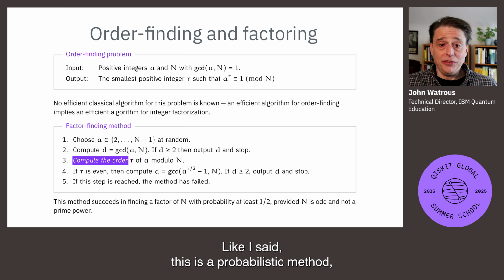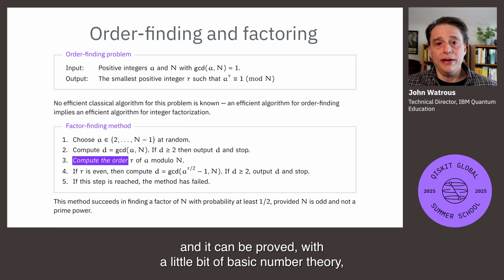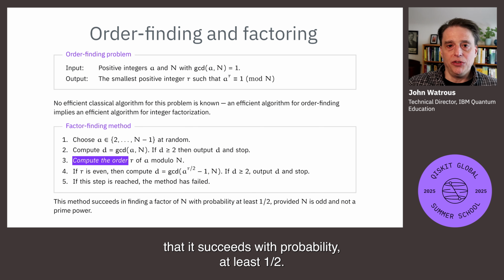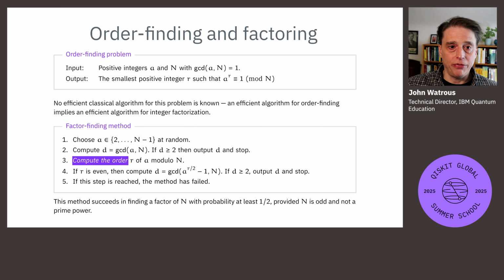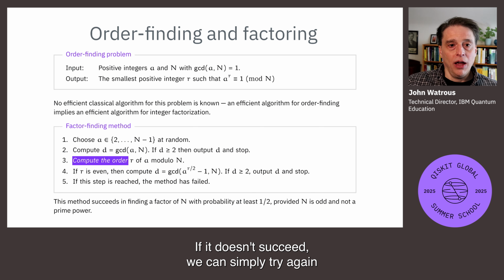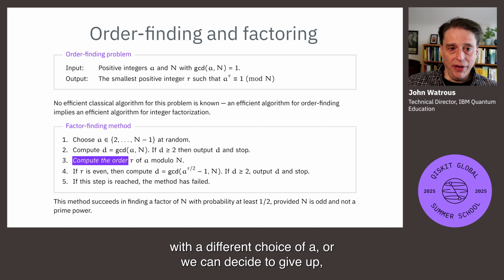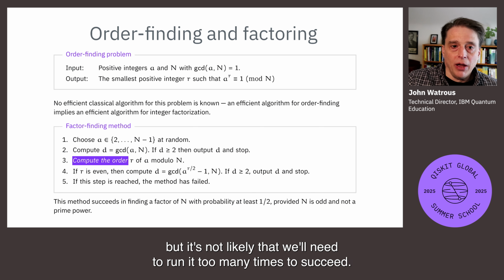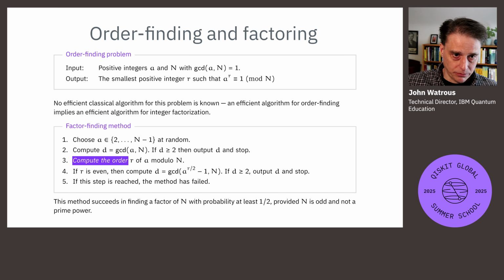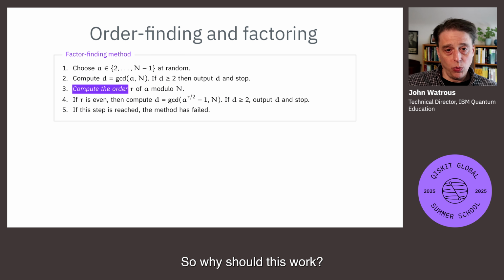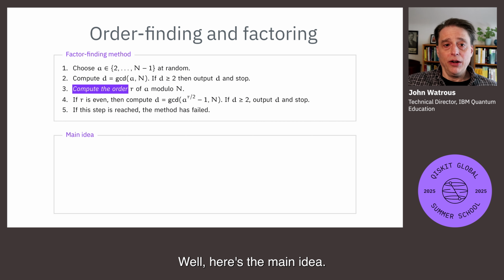Like I said, this is a probabilistic method, and it can be proved with a little bit of basic number theory that it succeeds with probability at least 1/2. If it doesn't succeed, we can simply try again with a different choice of a, or we can decide to give up, but it's not likely that we'll need to run it too many times to succeed. So why should this work? Here's the main idea.